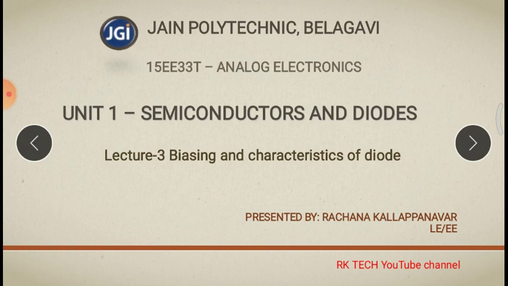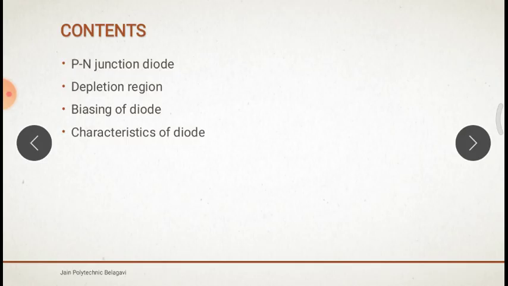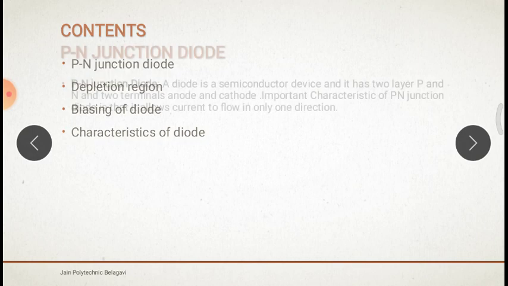Next we'll see what are the contents of today's video, that is, the main objectives, what we are going to cover in this video. First, PN junction diode, next depletion region, biasing of diode, forward bias and reverse bias. Next is the characteristics of diode, forward bias and reverse bias condition.